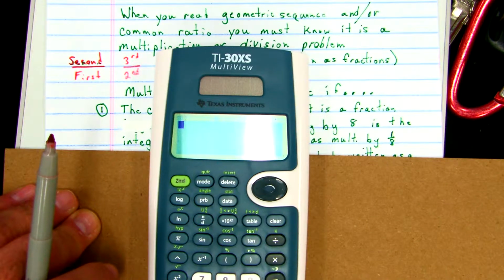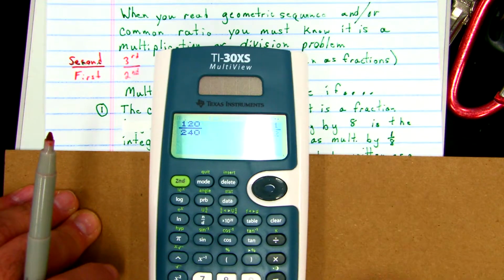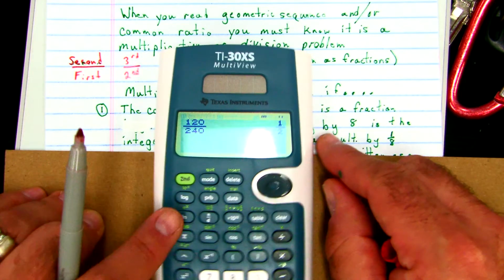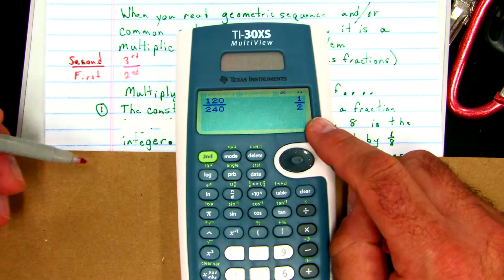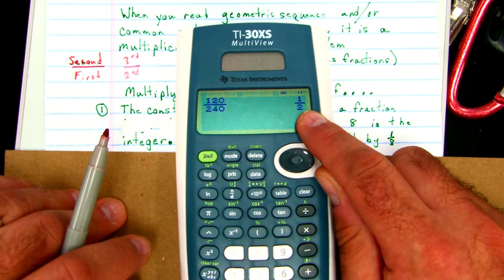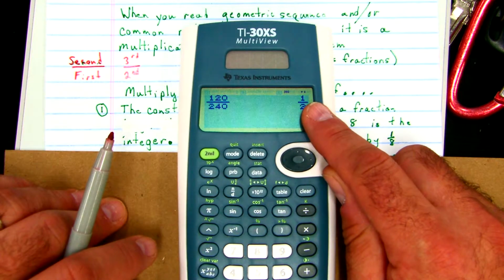If it was 240 and then 120, then my 120 would go on top because it's the first number, and 240 goes on the bottom, and you should see that now the common ratio is 1/2, which means I am dividing by 2. Okay? Dividing by 2 is the same as multiplying by 1/2.